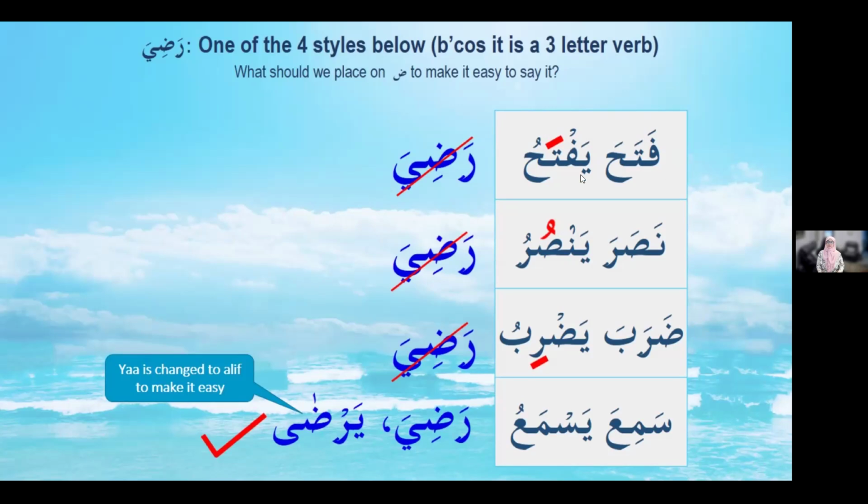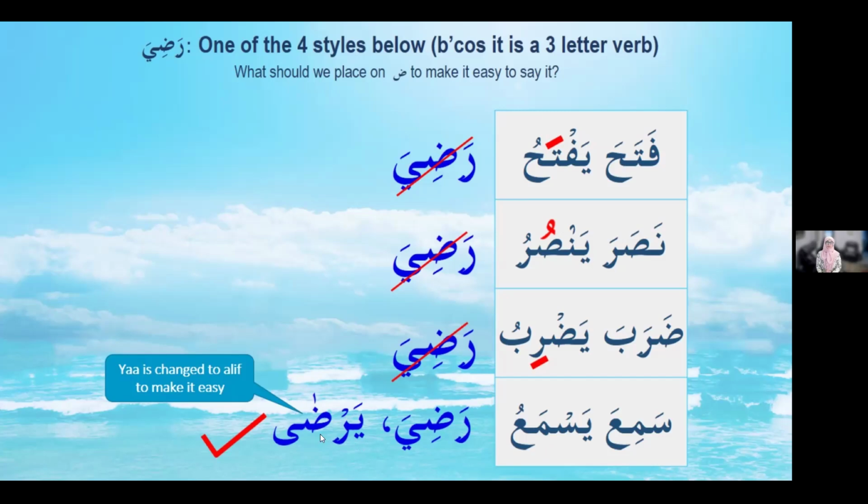So here you look at it, fataha yaftahu. So it cannot be radi. It is radiya. It is not fataha. And it is nasara. It's again radiya. So it cannot happen. Daraba and radiya. No, it cannot. But sami'a and yasma'u. So sami'a, radiya. Yes, it is matching. So we will take sami'a, yasma'u.